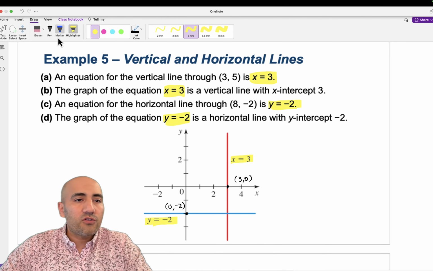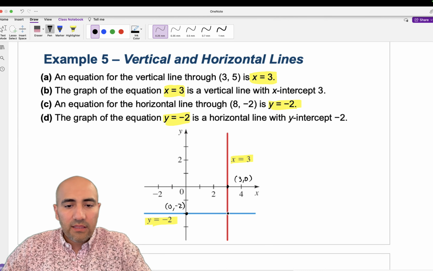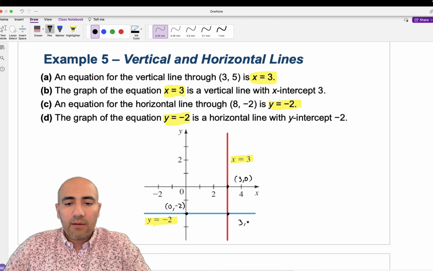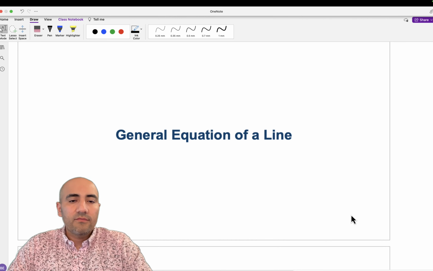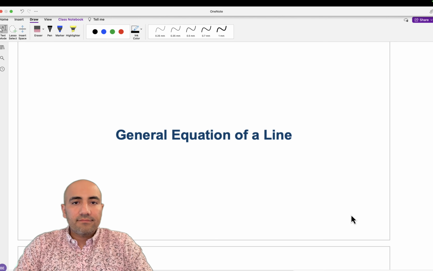Notice these two also cross right there at the point (3, -2).